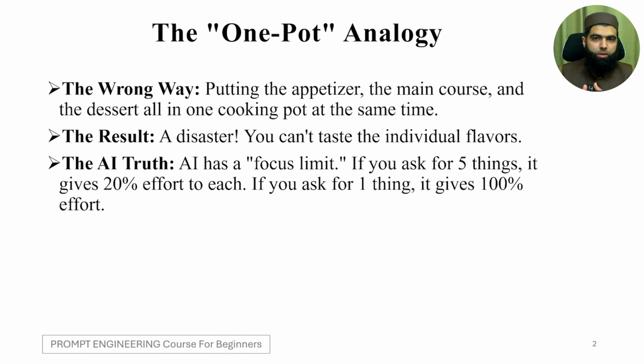So now, linking it with AI, AI tools have a focus limit, because if you ask for five things in a single prompt, it gives 20% effort to each. If you ask for one thing, it will give 100% effort. This is not literally accurate; if you evaluate this statement technically, you might say it is not correct. This is just to help beginners understand this in very simple words.